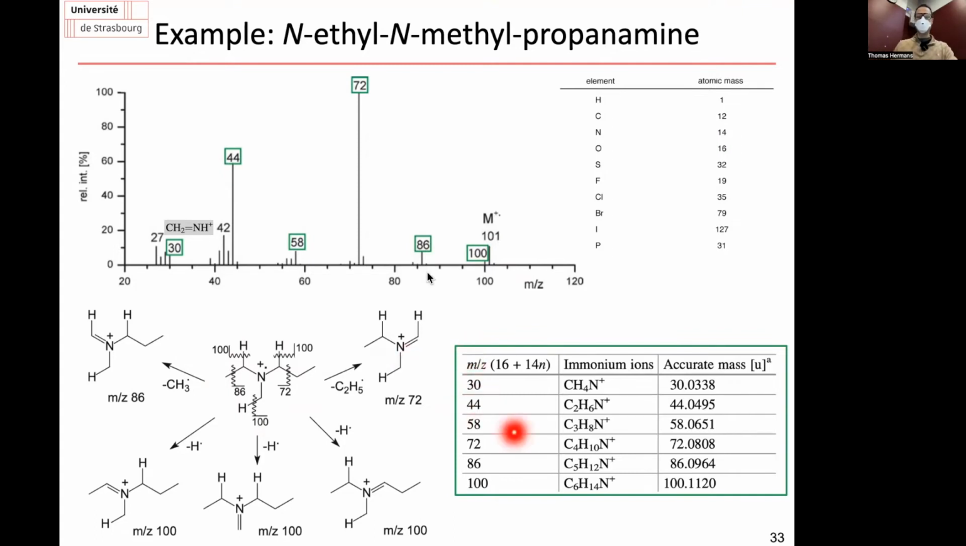Ammonium ions have these masses, again nominal mass and high resolution accurate mass. And you see that these fragments are characteristic for ammonium ions. So if you see those, you can say, okay, probably there's some nitrogen compounds going on in my molecule.